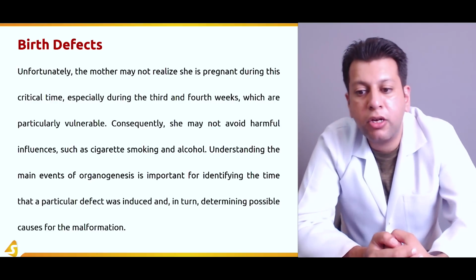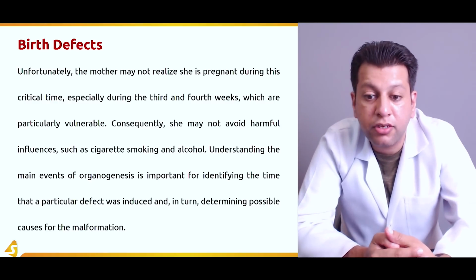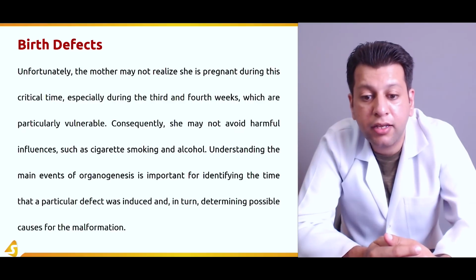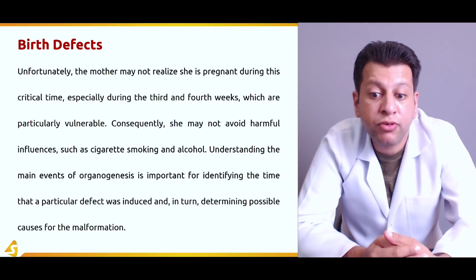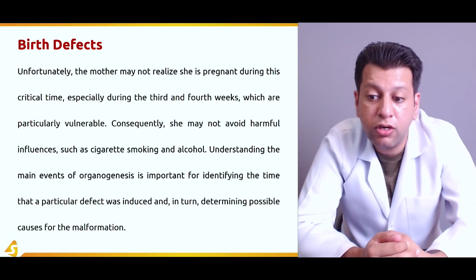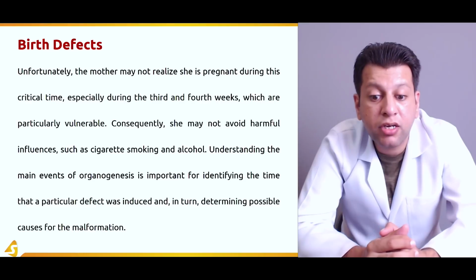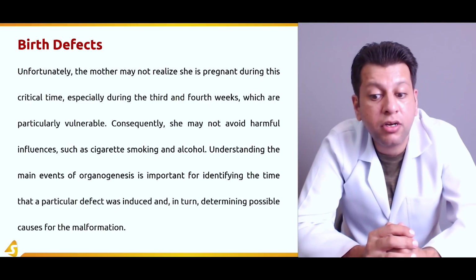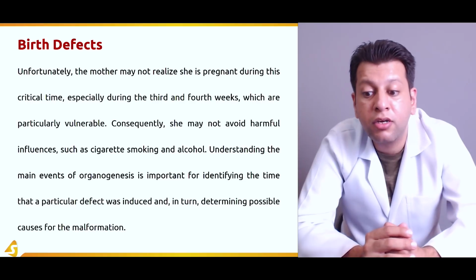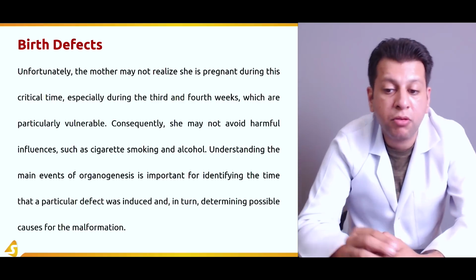Unfortunately, a mother may not realize she is pregnant during this critical time, especially during the third and fourth weeks, which are particularly vulnerable. Consequently, she may not avoid harmful influences such as cigarette smoking and alcohol. Understanding the main events of organogenesis is important for identifying the time that a particular defect was induced and in turn determining possible causes for the malformation.